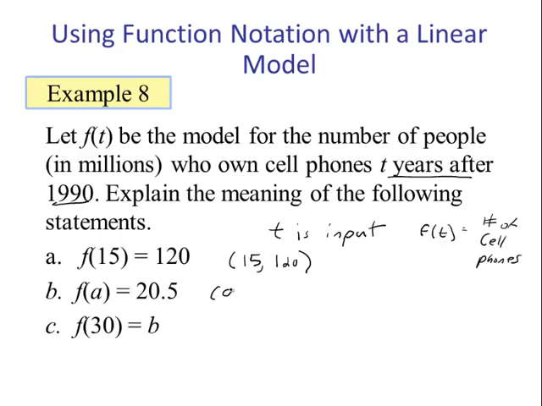B, when the input is A, the output is 20.5. So this means A years after 1990, there is 20.5 million people who own cell phones. And C, when the input is 30, the output is B. So what this means is in the year 2020, there will be B million people who own cell phones.